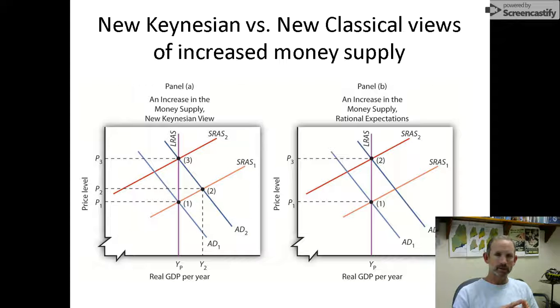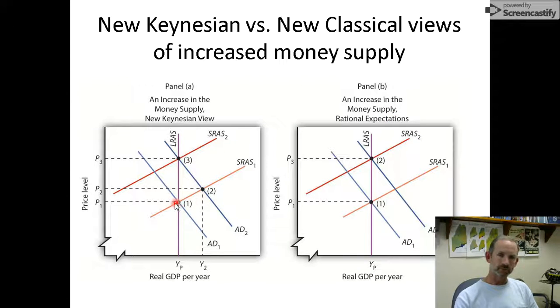this compares a couple of views here. We're going to talk a lot in coming chapters about the money supply and monetary policy. The government can manipulate the money supply to manipulate the economy. The new Keynesian views are on the left, the classical or new classical views on the right.